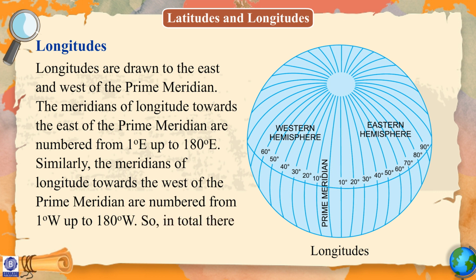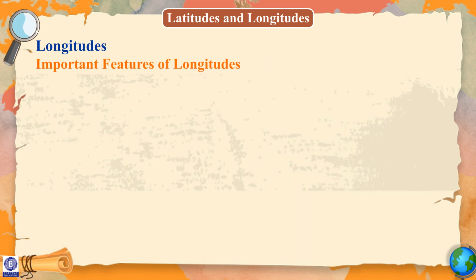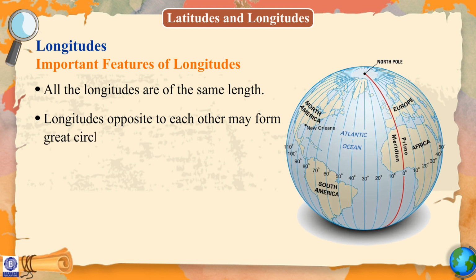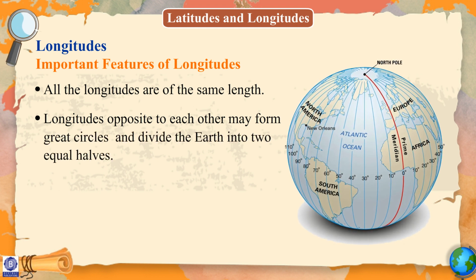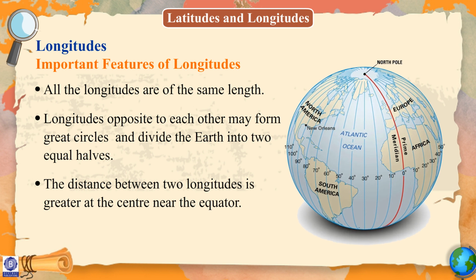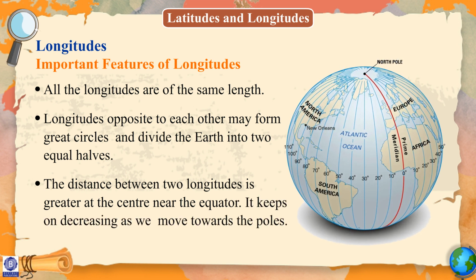So, in total, there are 360 longitudes. Important features of longitudes. All the longitudes are of the same length. Longitudes opposite to each other may form great circles and divide the earth into two equal halves. The distance between two longitudes is greater at the center near the equator. It keeps on decreasing as we move towards the poles.